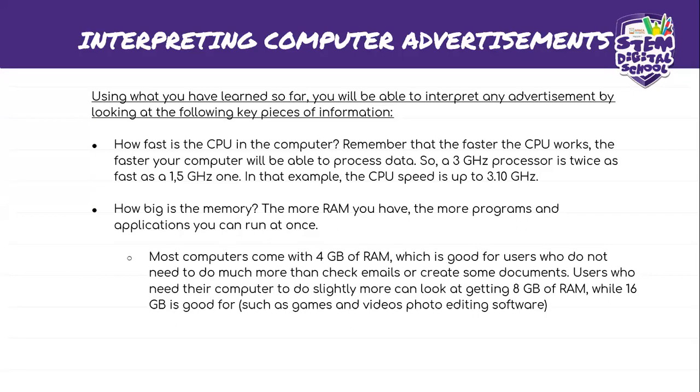Remember that the faster the CPU works, the faster your computer will be able to process data. So a 3 gigahertz processor is twice as fast as a 1.5 gigahertz one. For typing and editing documents and checking emails, a speed of 1.5 gigahertz should be enough. But a speed of 3 gigahertz is good, it means the computer will work faster.